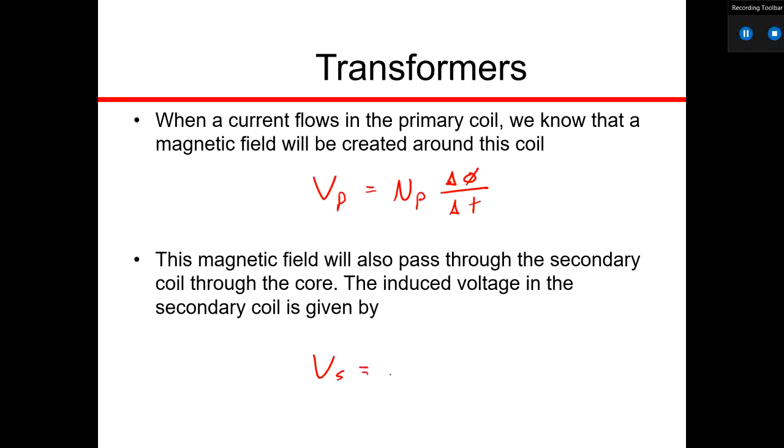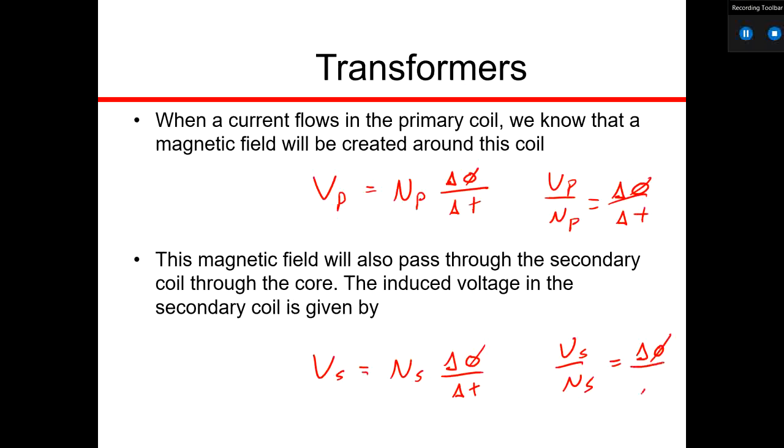So the voltage in the secondary is equal to the number of turns in the secondary times the flux over the change in time. Now, taking these two equations, I'm going to rearrange each one a little and move the number of turns to the other side. So this would be Vp over Np is equal to the flux over the change in time, and Vs over Ns is equal to the flux over the change in time. We know the flux is all part of the same transformer, so this piece of the equation in both instances is going to remain the same, which means that we can equate these two things.